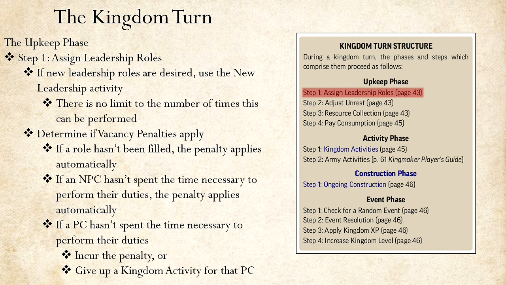So there's a reason you wouldn't do it a lot unless you have a good reason to do so. In this step, you also determine if there are any vacancy penalties. If the role just completely hasn't been filled, then the vacancy penalty applies. You just take the vacancy penalty. I talked about the vacancy penalty a little bit in part 1. I described what each one was. They're all pretty bad. The ruler is the one you definitely don't want to get, so always make sure your leadership roles are filled, and really always make sure that the ruler position is filled.